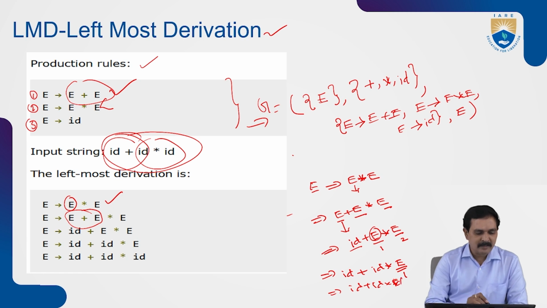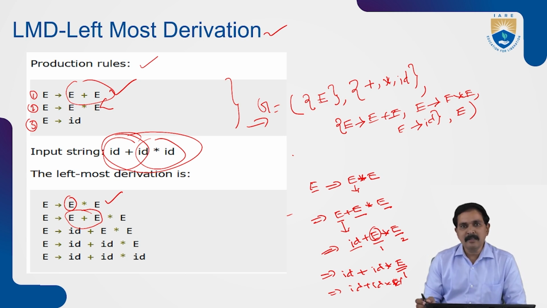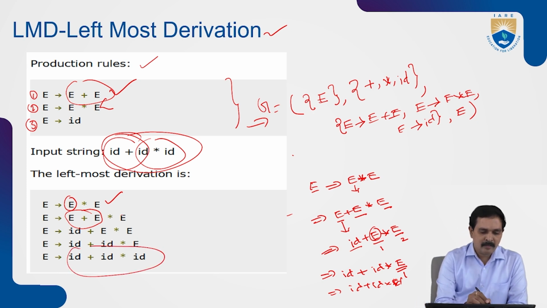So here what happens is, replacement is done at the leftmost non-terminal. At every step, the substitution or replacement of the string can be done only at the leftmost variable. In this way, finally you have to obtain the string ID plus ID into ID. The given input string is also like this.